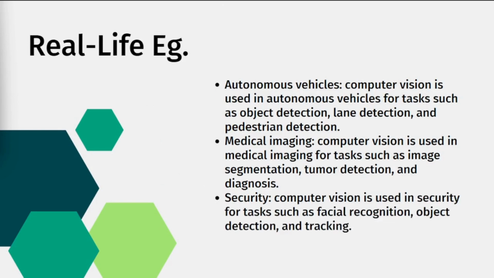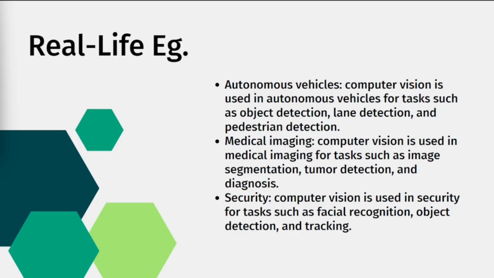Now the real life examples of computer vision. Computer vision has a wide range of real world applications such as autonomous vehicles, medical imaging, and security. In autonomous vehicles, computer vision is used for tasks such as object detection, lane detection, and pedestrian detection. In medical imaging, computer vision is used for tasks such as image segmentation, tumor detection, and diagnosis. Computer vision is used in security for tasks such as facial recognition, object detection, and tracking.